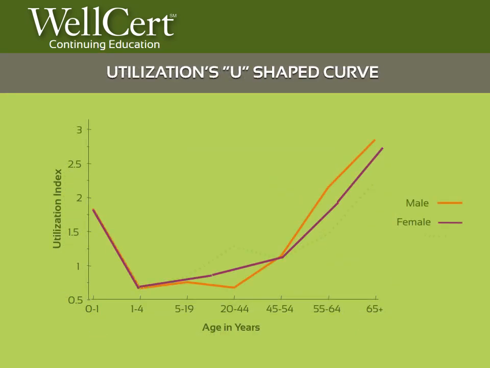Utilization's U-shaped curve is this next graphic. If you take the age in years on the bottom axis, and then the utilization index, that could be hospital days, physician visits, or a composite of prescription drugs and outpatient surgery or diagnostic testing. It just means any kind of healthcare utilization. The larger issue here is that it's a U-shaped curve. It's high in the first months of life, comes down, and then goes back up again. And it's much higher at the end of life than at the beginning of life.